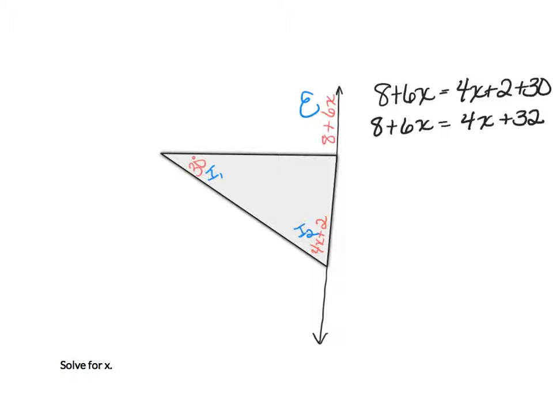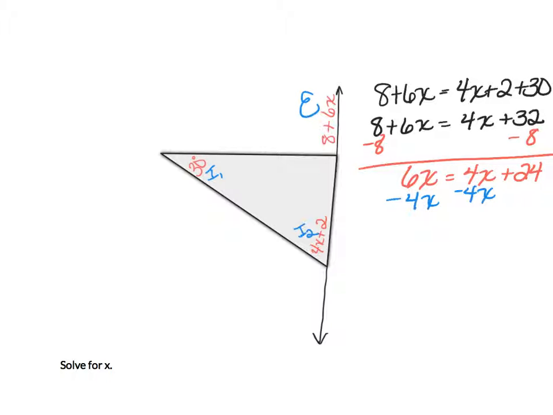And now I want to solve for x. So I am going to subtract 8 from both sides, which gives me 6x equals 4x plus 24. And now I'm going to subtract 4x from both sides to gather the like terms, which gives me 2x equals 24. And the very last step is to divide both sides by 2, and so x equals 12.